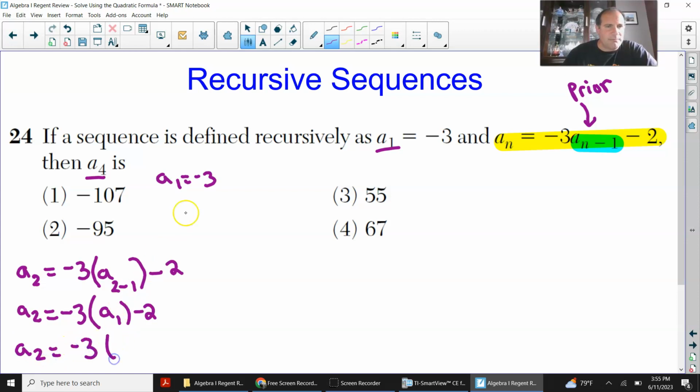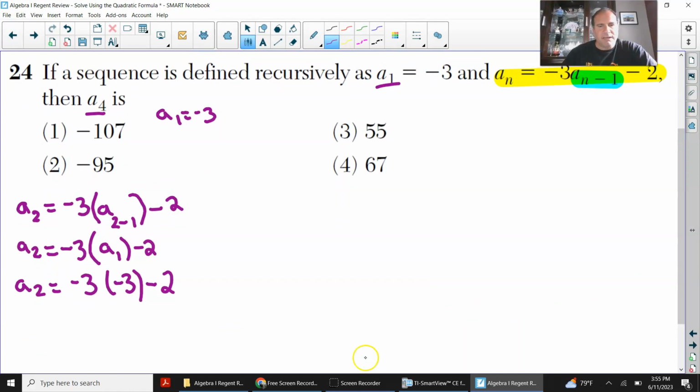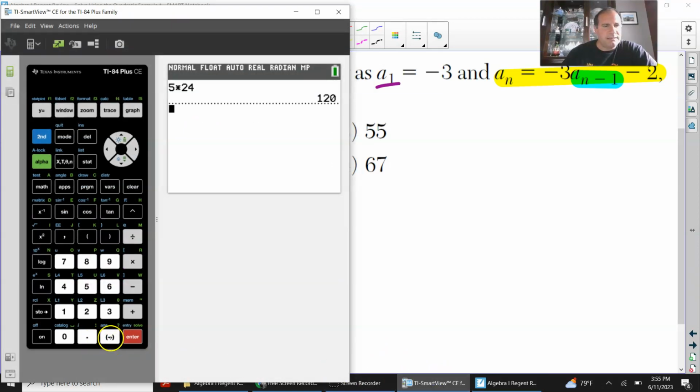A sub 1 is negative 3. They gave it to you. A sub 1 is negative 3 times minus 2. All right. If you want to put this into your calculator, it's negative 3 times negative 3, close parenthesis, minus 2.